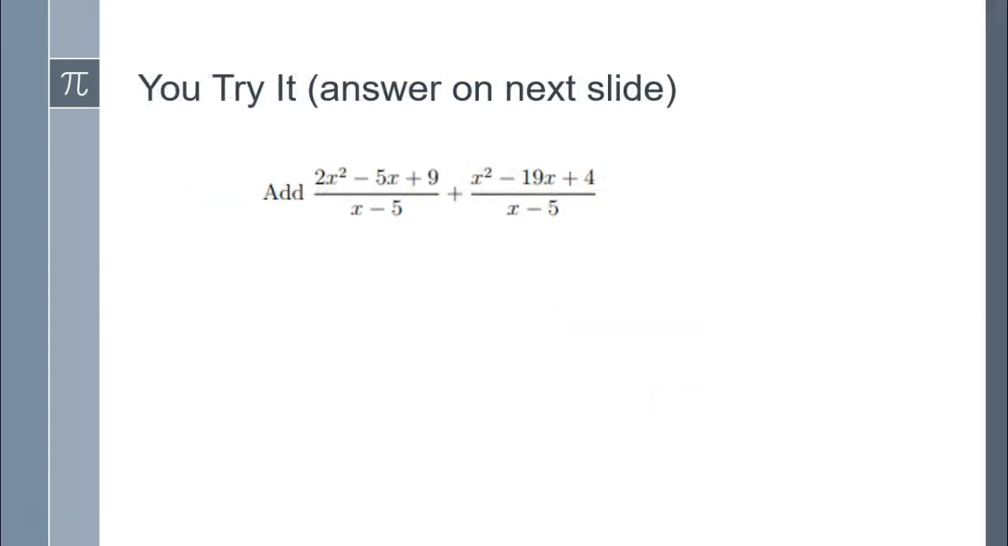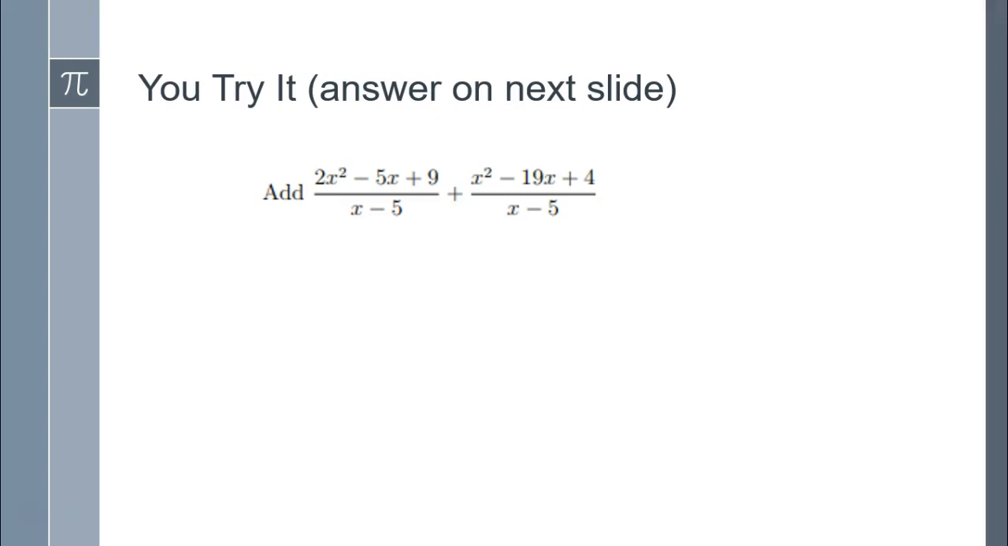So you try this one. Add the numerators, keeping the denominators the same. Factor and reduce if you can. So stop the video and try it, and then come back.